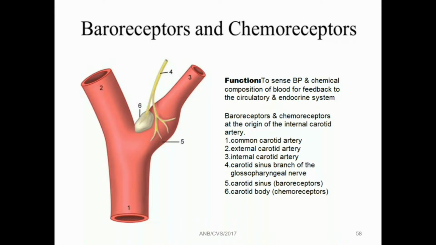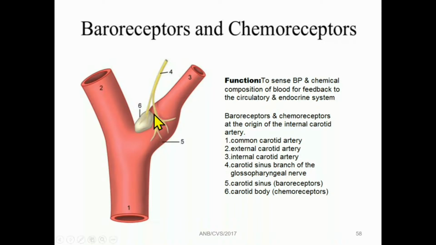What is the function of these baroreceptors and chemoreceptors? Their major function is to sense the blood pressure and chemical composition of the blood for feedback to the circulatory and endocrine systems. Baroreceptors and chemoreceptors are present at the origin of the internal carotid artery. You can see this is the common carotid artery. There are two bifurcations of this carotid artery: one is the external carotid artery and the other is the internal carotid artery.